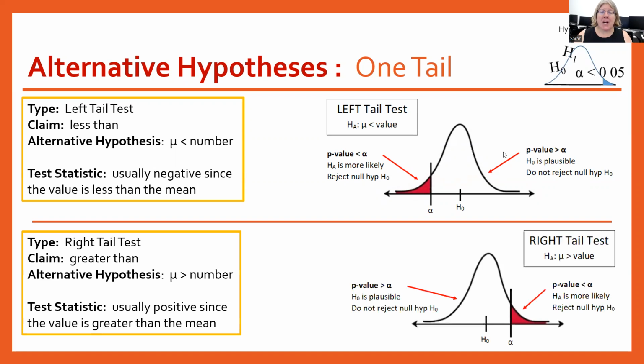If we are doing a greater than test, that's known as a right tail test because you're on the right side of the distribution. That alternative hypothesis is written as mu is greater than a number. And typically your test statistic is going to be positive there because typically we're looking at z-scores that are above the mean. And so those are positive. All right, so those are our one-tail tests. We have a left tail and a right tail.